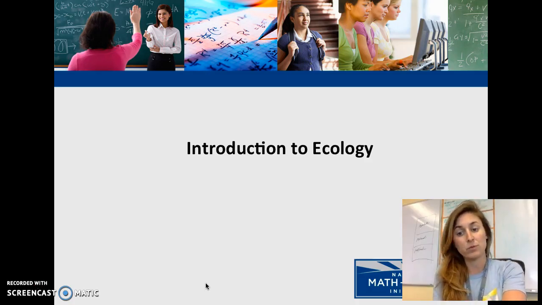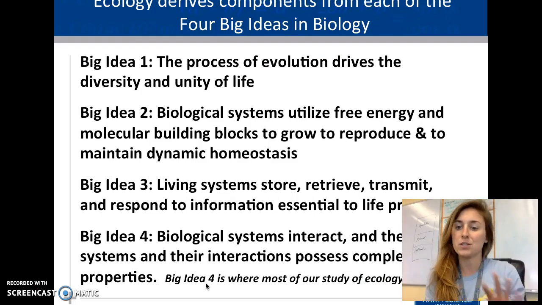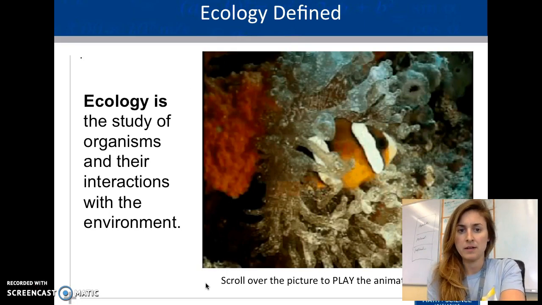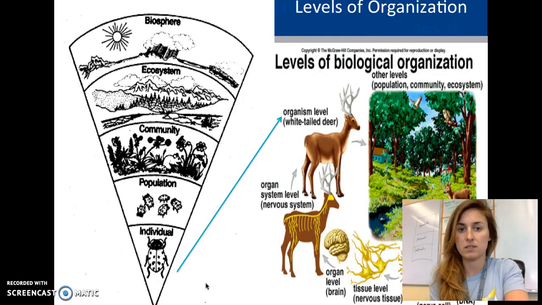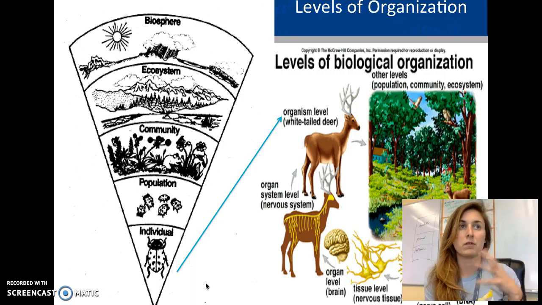If you remember, Unit 1 was ecology. These are the four big ideas of bio. You don't need to know these, but we split it into four big ideas. Ecology is the study of organisms and their interactions with their environment. That means living things, non-living things. We divide our idea of ecology into these levels of organization. Basically, the individual, a group of individuals makes up a population, multiple populations make up a community, ecosystem, biosphere.